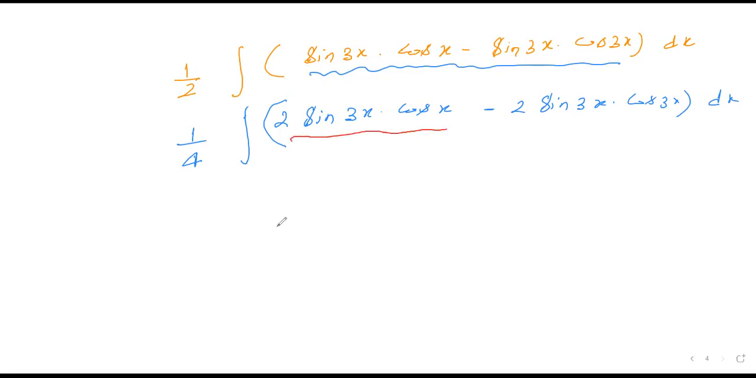2 sine a cos b is basically sine a plus b plus sine a minus b. So it is 1 divided by 4 integral sine a plus b, which means sine 4x, plus sine a minus b. So it is basically sine 2x. Now here you can see it is in the format of 2 sine a cos a, which is sine 2a, of course. This is minus sine 6x.